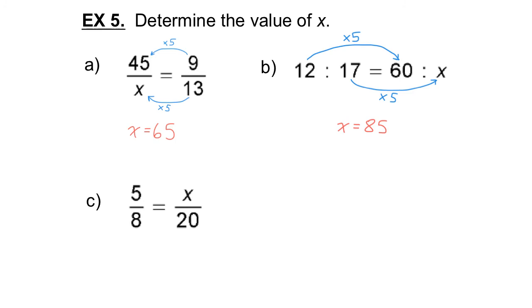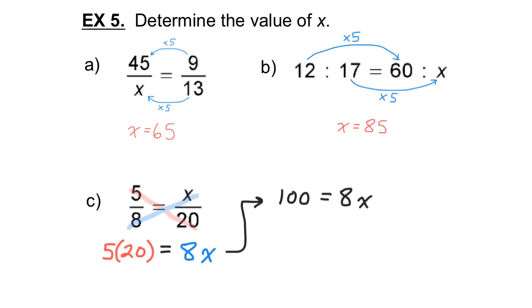The cross multiplication part comes from we multiply the numbers that are on diagonals. So 5 times 20 is equal to 8 times x. Like this. So that cross multiply, you multiply the diagonals to make a cross or an x. So 5 times 20 equals 8 times x. So let's just carry on. So 5 times 20 is 100. So 100 equals 8 times x.